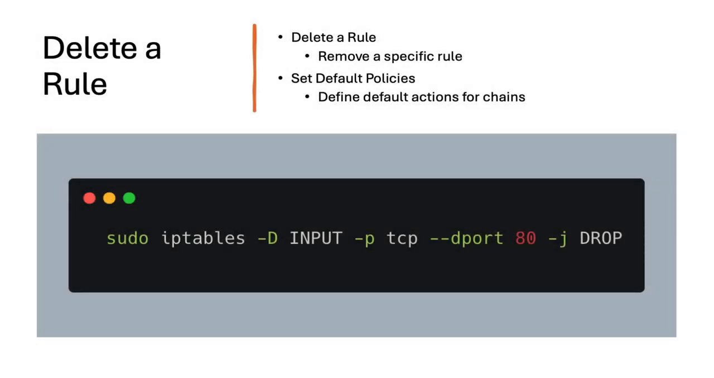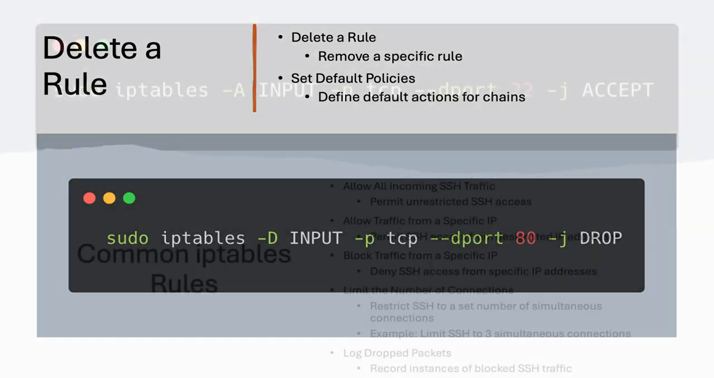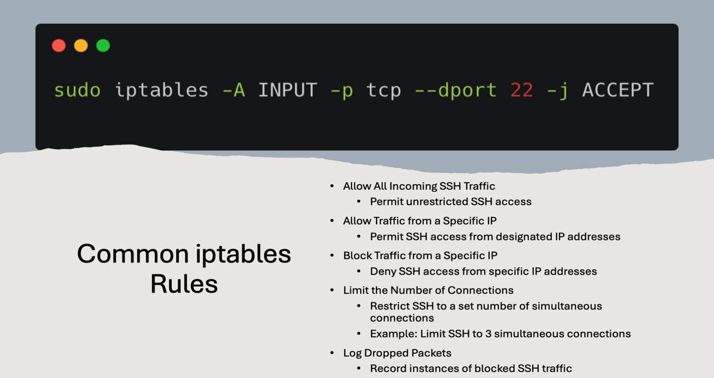Here's how to manage rules and policies. You can delete a specific rule or set default policies by defining default actions for chains. Here are some common iptables rules. They include SSH traffic management rules, including allowing all incoming traffic, permitting or blocking traffic from specific IPs, limiting the number of connections, and logging dropped packets.